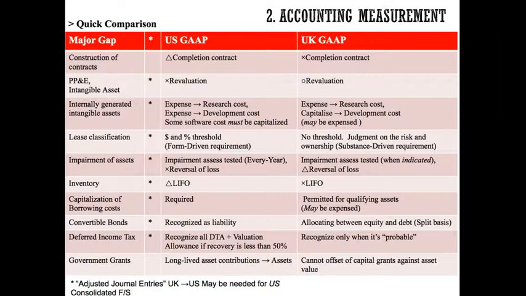I'm not going to explain each of these because I think most of you already know risk classification and impairment reversal. But other areas such as construction contracts, convertible bonds, and deferred income tax are also very important to remember.